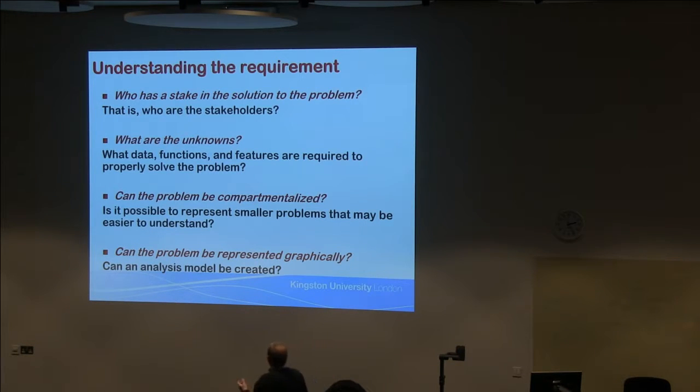What are the unknowns? So what do you need to solve the problem? Right? What data are you going to need? And that doesn't mean, in terms of a database, what pieces of information are you going to need? Functions and features, and again, not talking about technology, but what activities are going to need to happen to actually solve the problem? Right? Can you divide it into sub-problems?